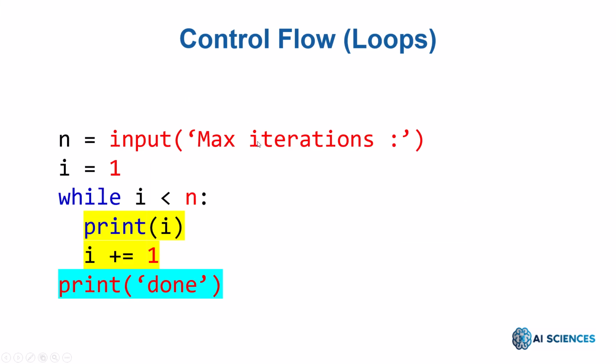So next we move towards loops. That's another control flow structure that is very important, and you should know this. A loop is just multiple iterations. There are two types of loops in Python. One is the while loop, and the other is the for loop, which we will see shortly.